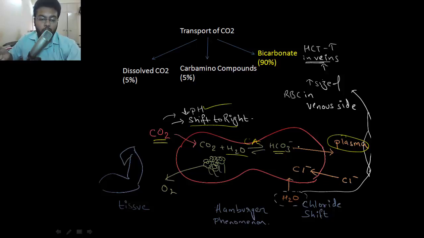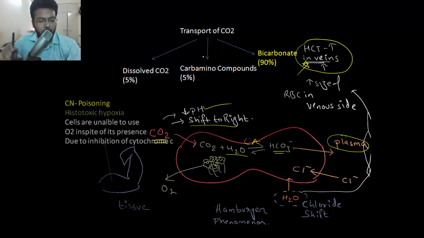Now this chloride also pulls water with itself, so this will swell up the RBC on the venous side. This swelling of the RBC leads to an increase in hematocrit in veins. Okay, this is an important point.